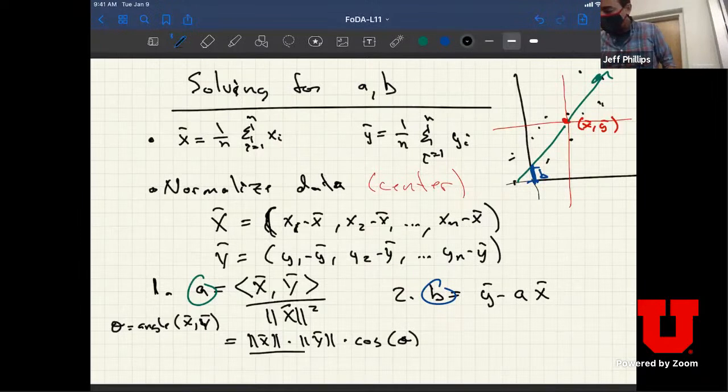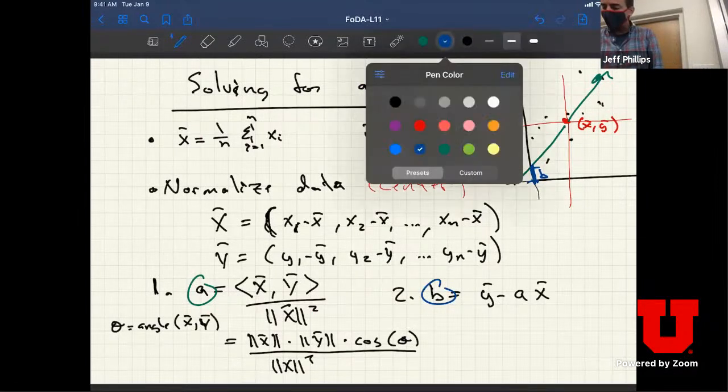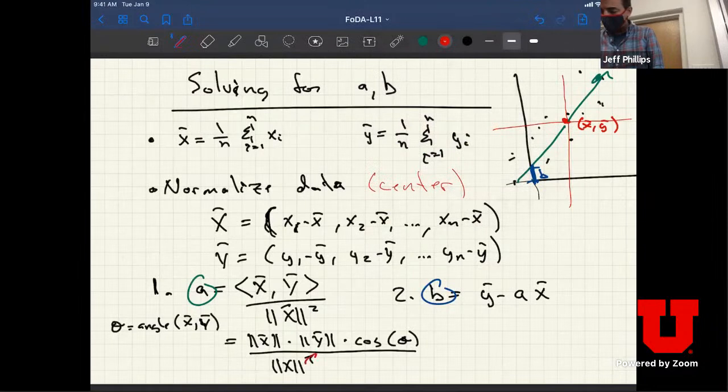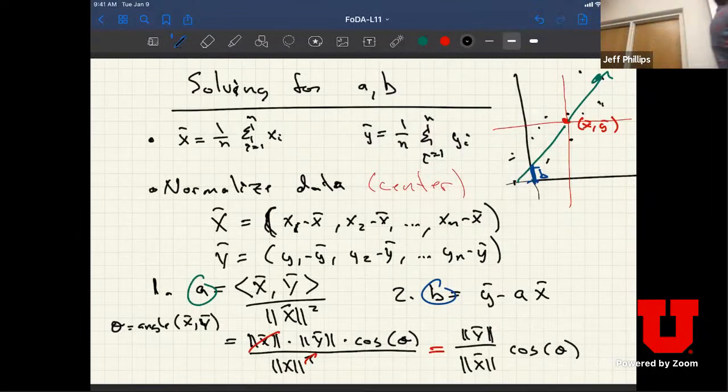But then again, it's divided by the norm of x squared. And I think this is interesting to look at, writing it this way, because I can cancel this, right? And what I get left is cosine theta. Okay, so that cosine theta is some factor that is correcting for how correlated they are. The more correlated they are, the more similar pointing of a direction they are in this high dimensional space.